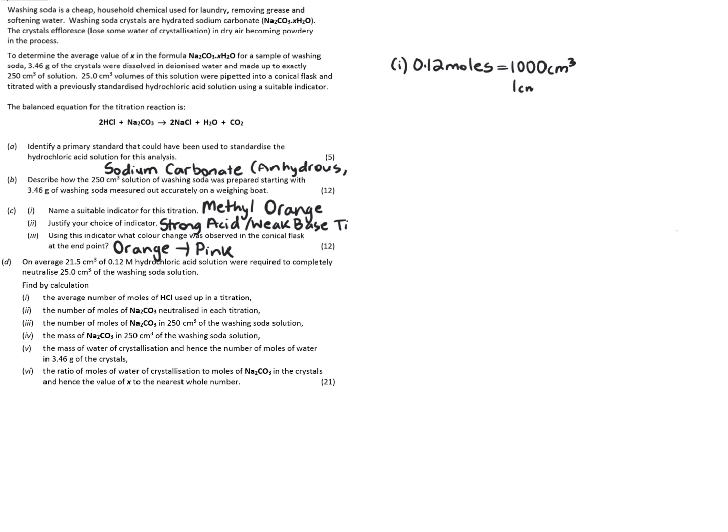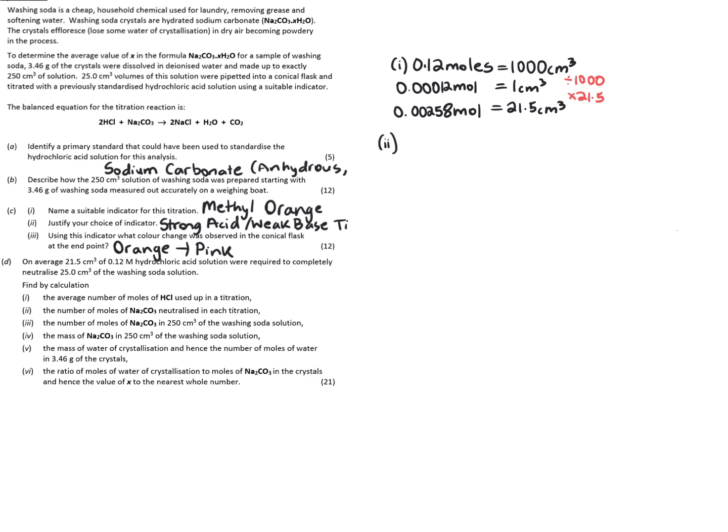To figure out how many moles were in that 21.5, I'm going to divide by 1,000 to figure out how many are in 1 centimetre cubed, and then multiply by 21.5 to figure out how many moles are in 21.5 centimetres cubed. Dividing by 1,000, we'll add 3 zeros. And then multiplying by 21.5, I get an answer of 0.00258 moles. So therefore, in terms of the hydrochloric acid, there was 0.00258 moles added to the conical flask on average for each titration.